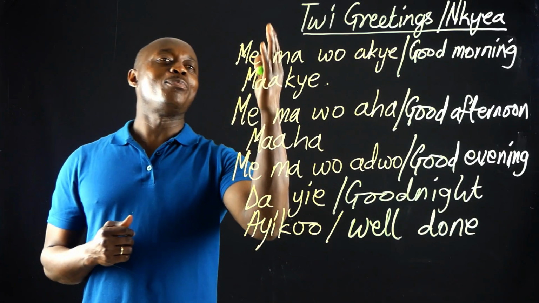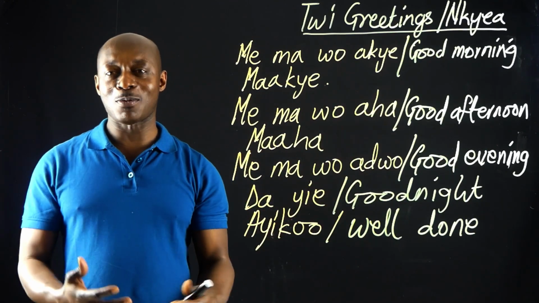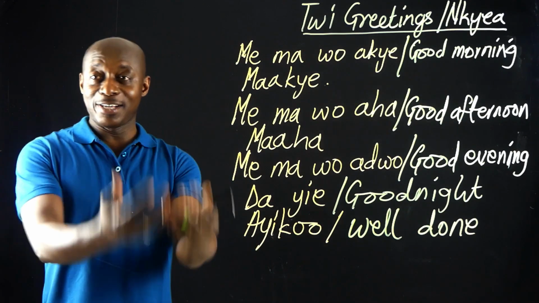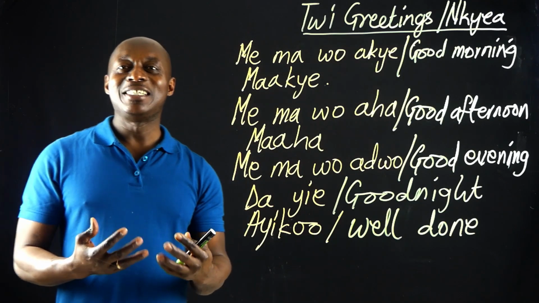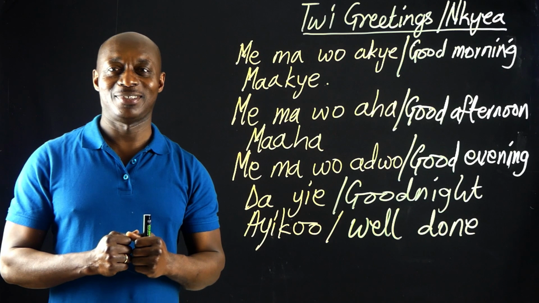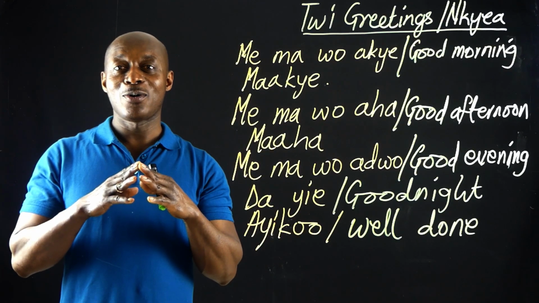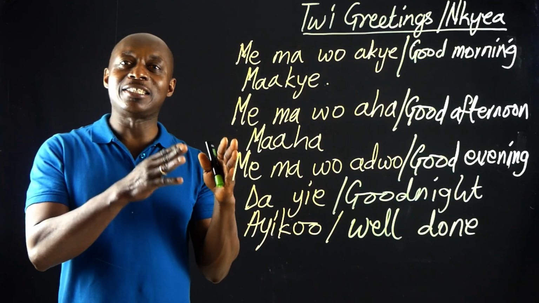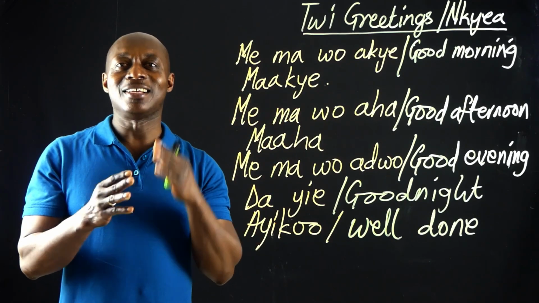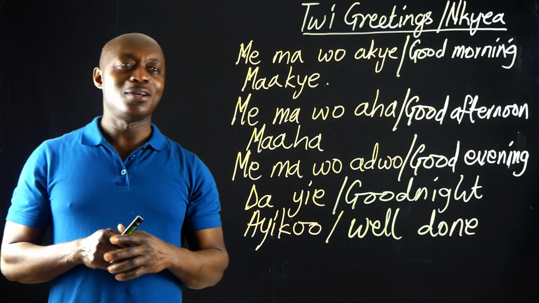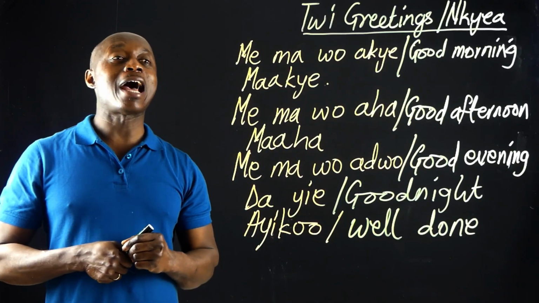So if I greet you Maakye, Maaha, Maadwo, there should be a response. If I greet you Maakye, you will respond. But the response depends on who is greeting you. Is the person of your same age, older than you, or a chief, or a queen, or an elder in society? That will determine the response. So for instance, if my mate greets me Maakye, then I will respond.